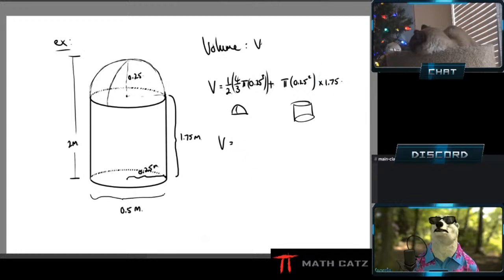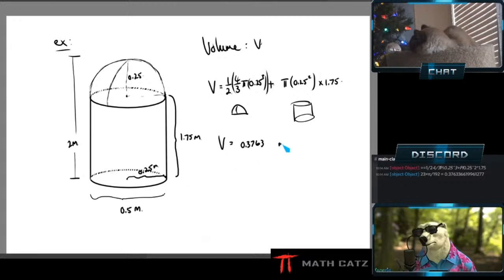Our last calculation. Let's make it a good one. Here we go. 1/2 times 4 over 3 times pi times 0.25 cubed plus pi times 0.25 squared times 1.75, and we get 0.3763 meters. Big meters. Or could be. Don't really know, right?